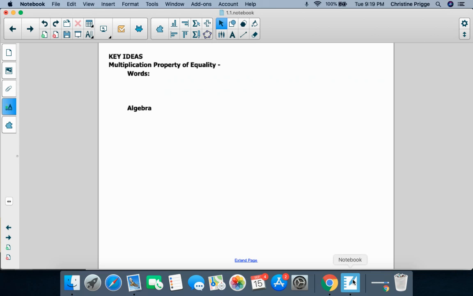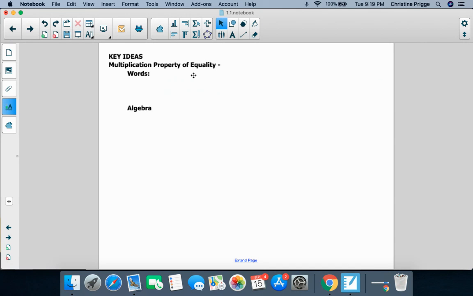Okay, so let's finish up our notes here and get to the final examples. All right, so the key idea is the multiplication property of equality. Remember we had an addition and subtraction property of equality. Now we have a multiplication property of equality.